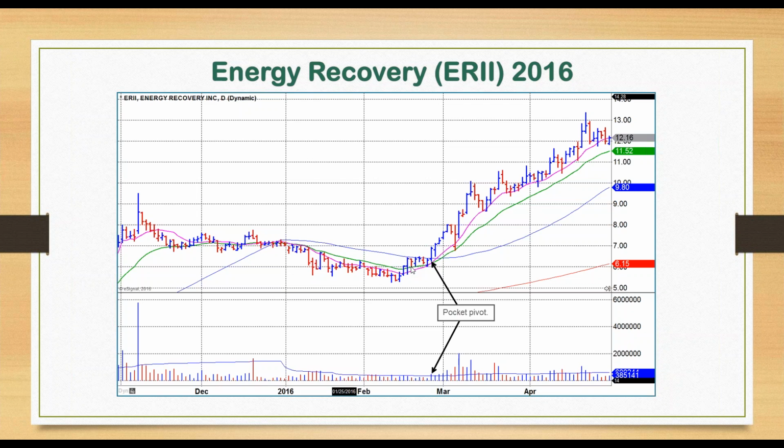Energy Recovery, again, this is also an example of a roundabout or bottom fishing pocket pivot. I already discussed that.